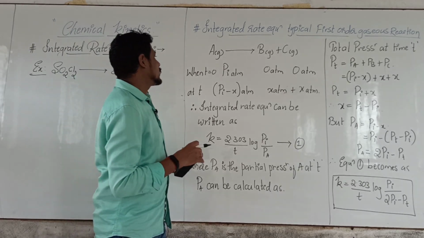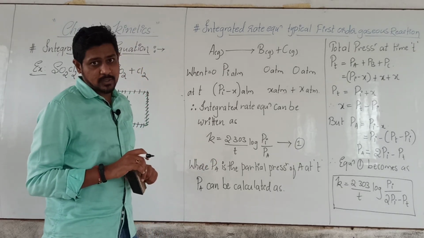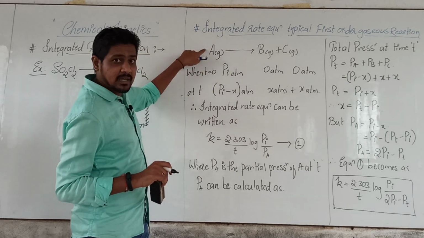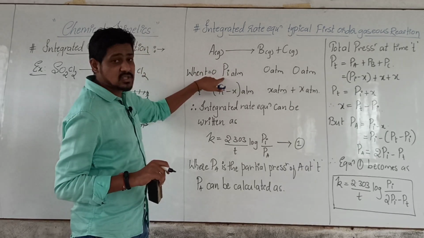Pressure is measured in atmospheric pressure. So when time is 0, what is the pressure exerted by A? It is Pi. Pi means initial.